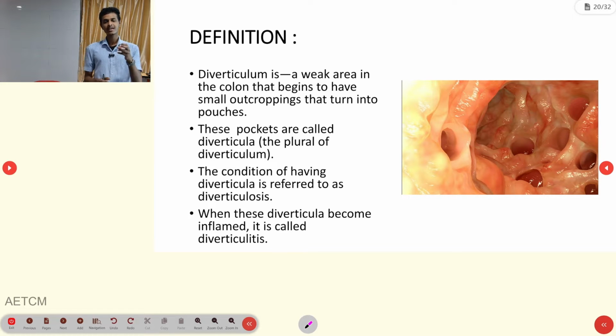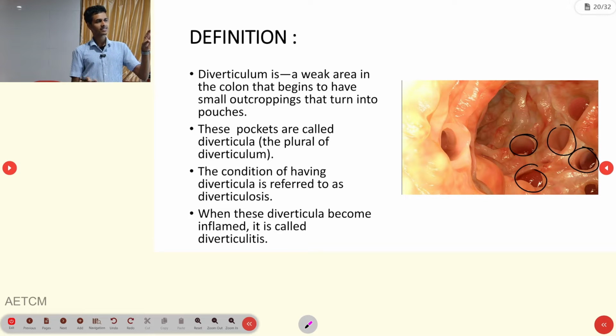So a diverticulum is a small bulge or small mass, mainly present in the large intestine. Whenever this pocket or bulge gets inflamed, that is called diverticulitis. Here we can see this small bulge or small mass, this is called the diverticulum. One pouch is called a diverticulum, singular. If there are more pouches, that is called diverticula in the plural form.